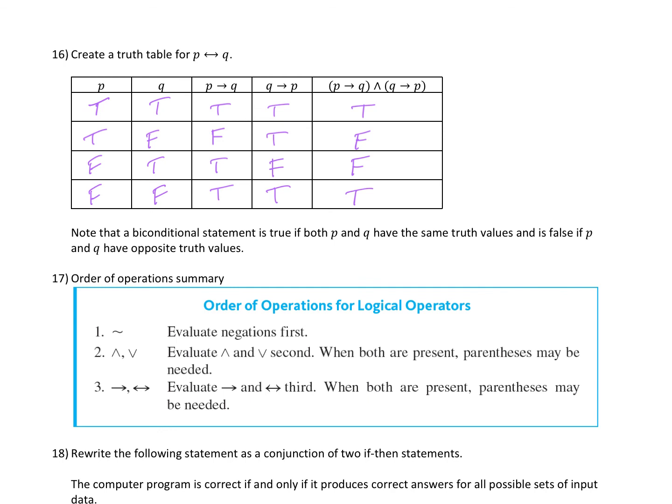So it's interesting to note here, a biconditional statement is true if both P and Q have the same truth value. Okay, so let's just highlight the times when it was true. P and Q were both true, or P and Q were both false. And when we got a false for the biconditional, P and Q had opposite truth values.